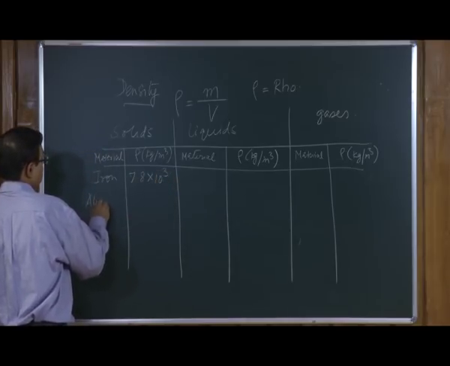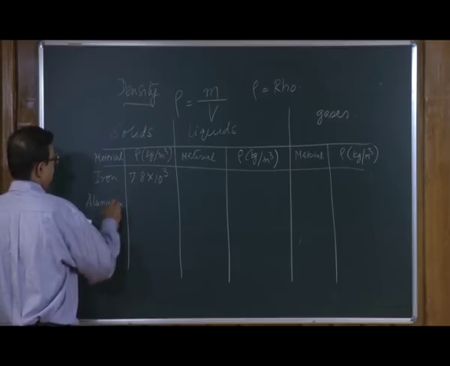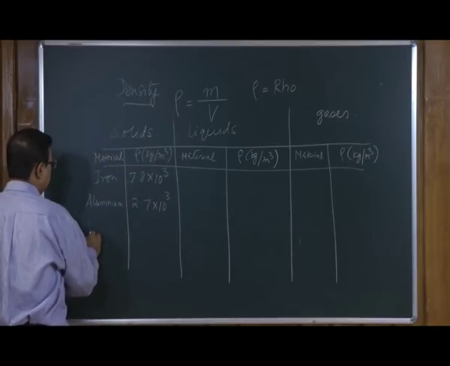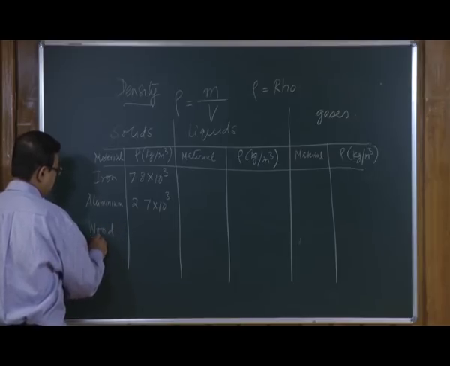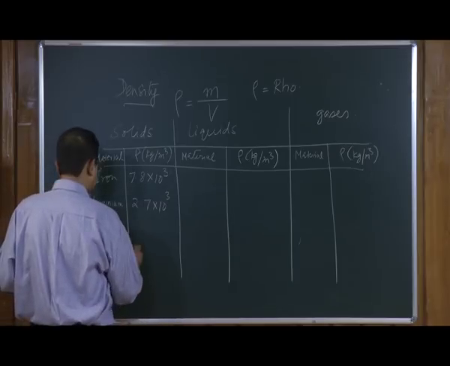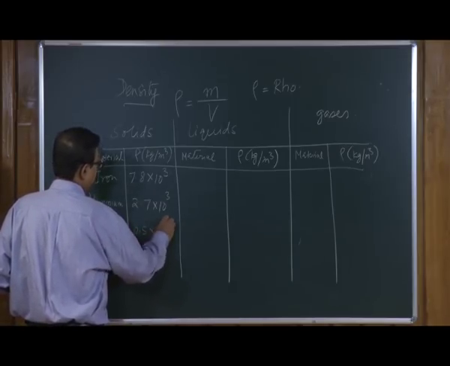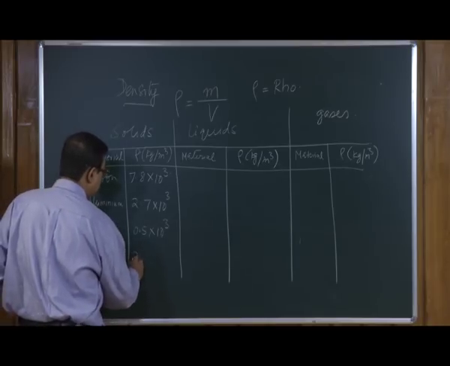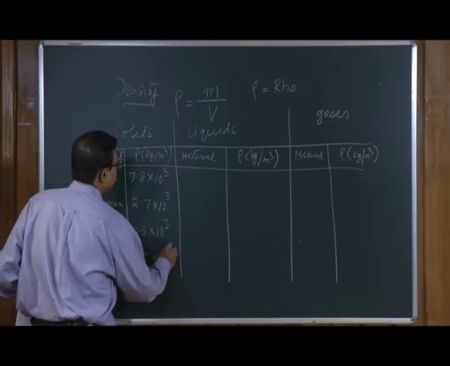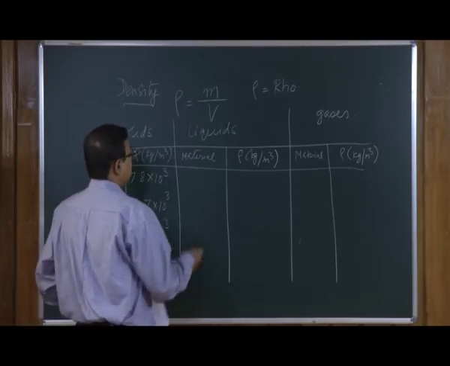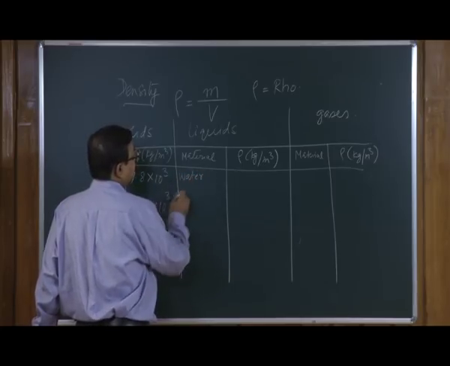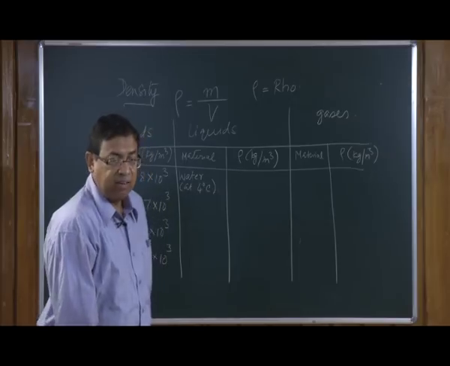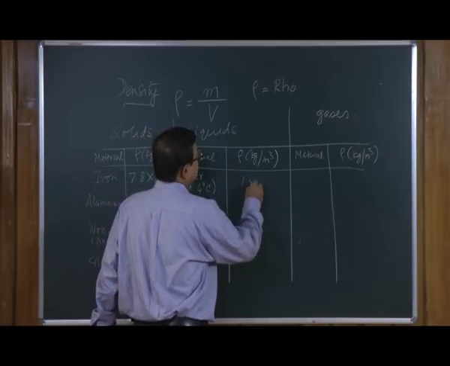We have aluminum which has a density of 2.7 into 10 cube kg per meter cube. Wood, usually it is taken as pine wood, has a density of about 0.5 into 10 cube, and glass is 2.5 into 10 cube. Now, coming to the liquids, it is water, and it is very important to say that at 4 degree centigrade or 277 Kelvin, the value is 1 into 10 cube.